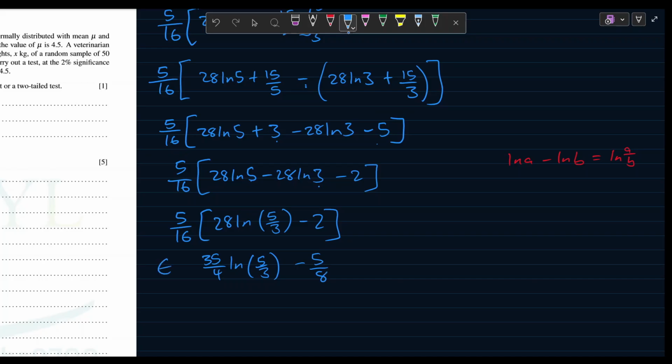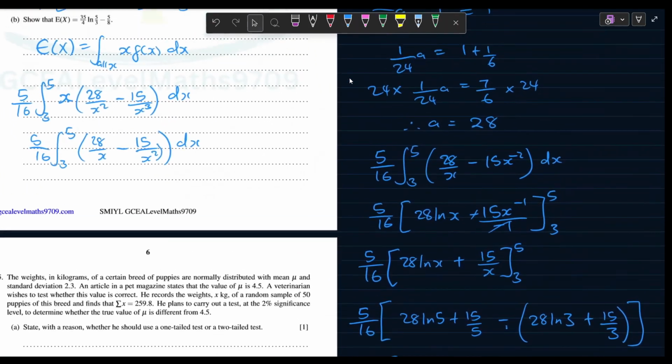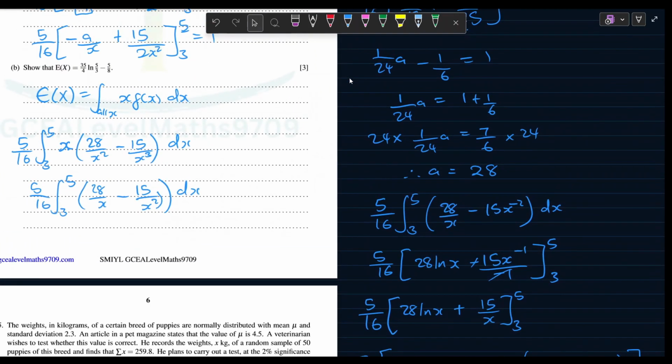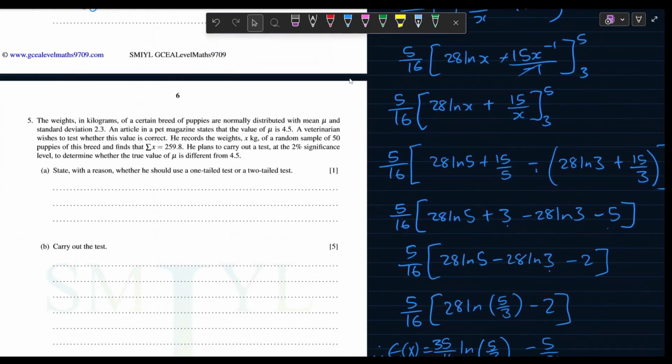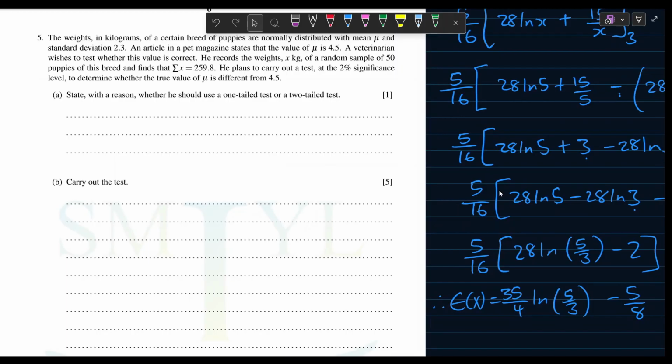And this is our expectation, and I believe this is the expression they wanted. Let's check. 35 over 4 ln 5/3 minus 5 over 8. Correct. Perfect.